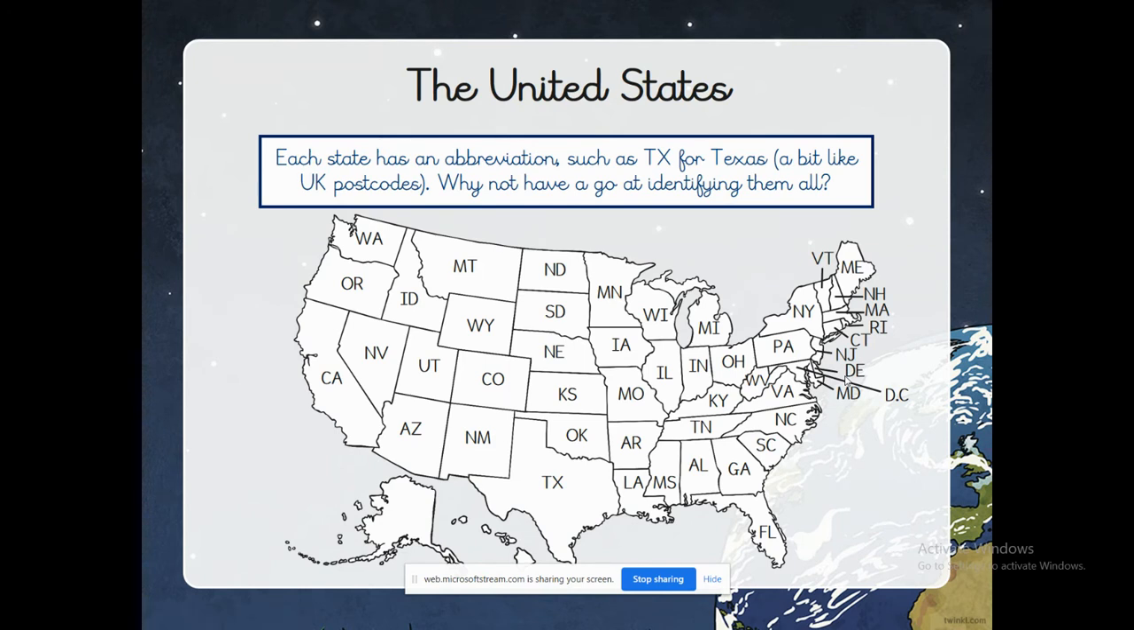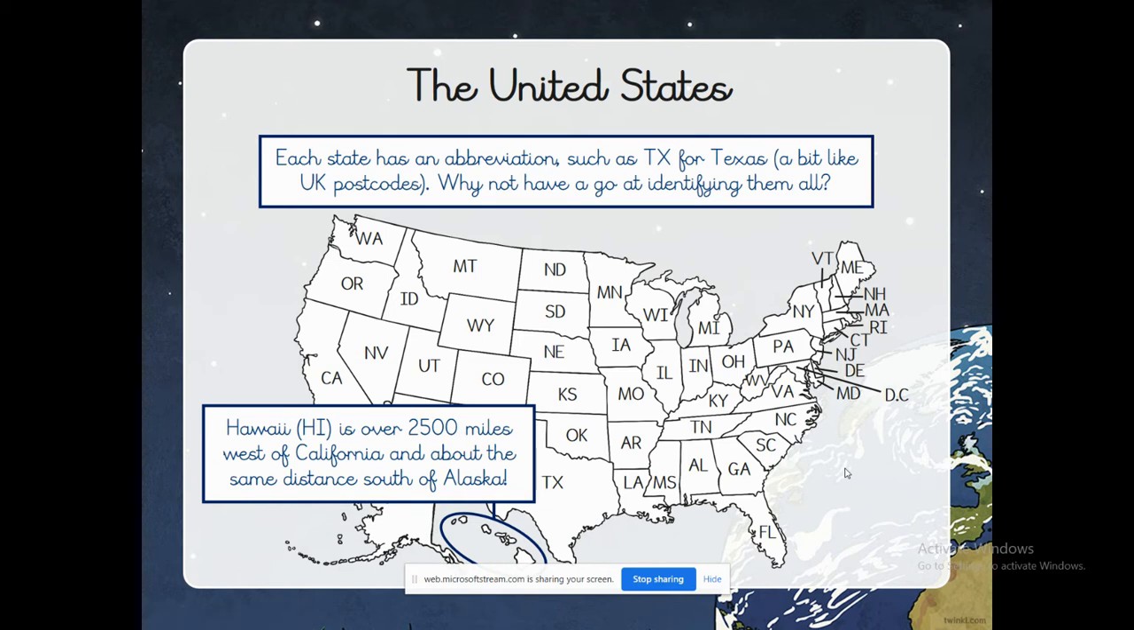Now, it says on here, each state has an abbreviation. As you can see, TX there, that stands for Texas. A little bit like the UK postcodes. I know yours will begin with BB5 probably at the end. And we're going to have a go later on at trying to identify which state is which. Abbreviation is just a shorter way of saying a word by using one or two letters, okay? Like Texas, which is down at the bottom here, and that's just represented by TX, but we'll come back to that a little bit later on.